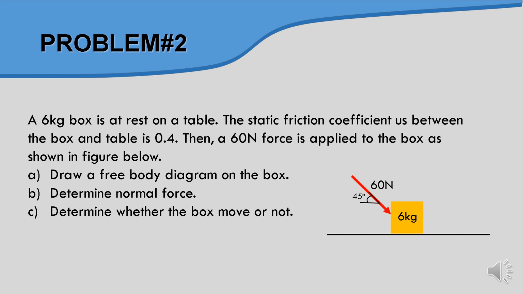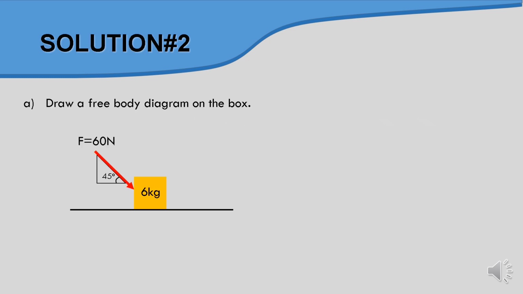So the same thing, the same condition, the mu s is also the same, but given a different value of force at a certain angle, 45 degrees. So what will happen is, try to make a free body diagram. So we have the force 60 Newton at the 45 degrees.